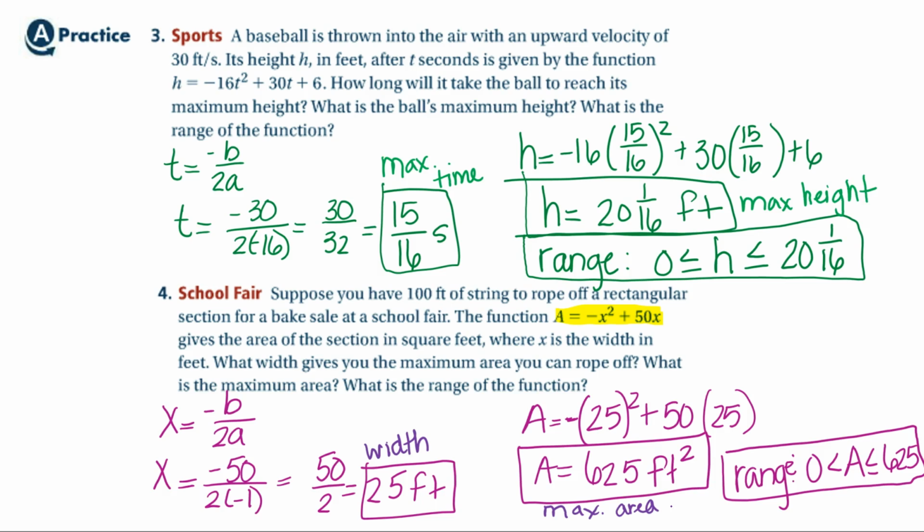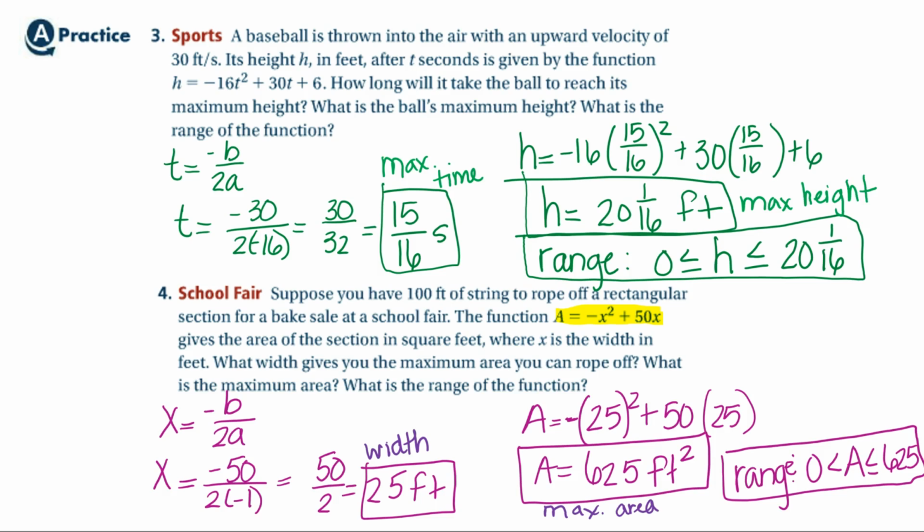So 0 is less than. That's the difference in the range, why we use less than or equal up here and why we just use less than here. You have 4 graphing problems. I'm going to pause a little bit longer to give you time to get those done before we go over them.